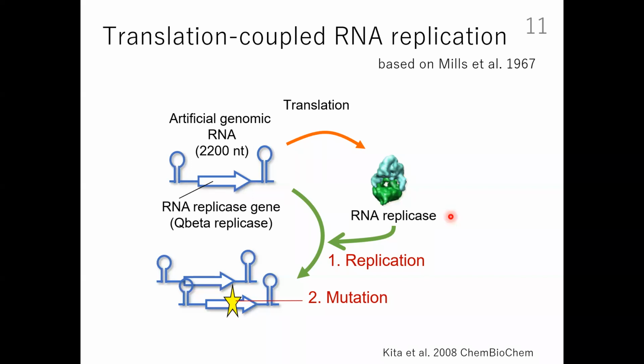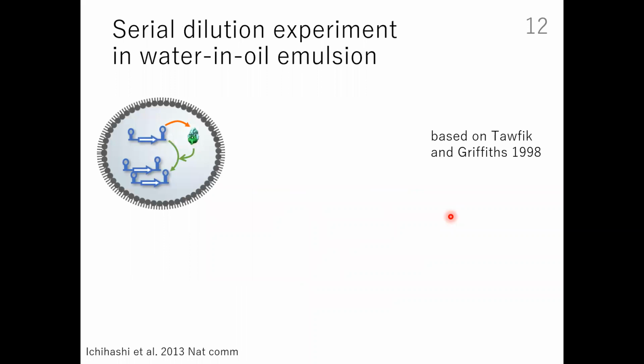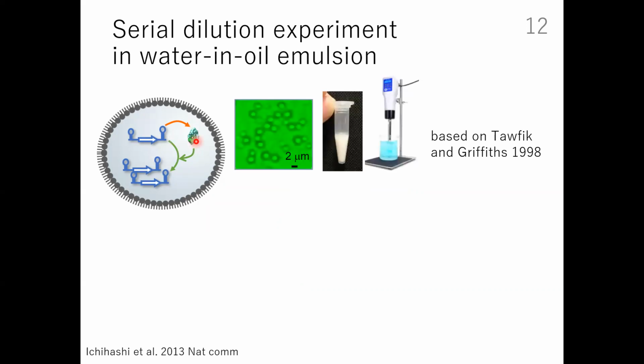So to make this system replicate continuously, we need another factor, a compartment. Compartment is required to make a linkage between RNA and the translated replicase, and also to repress the excess amplification of parasitic RNA, which I will mention later. As a compartment, we use water-in-oil emulsion. This is a very tiny droplet, bacterial-sized droplet. You can easily prepare it by just mixing the reaction mixture in the oil and the detergent.